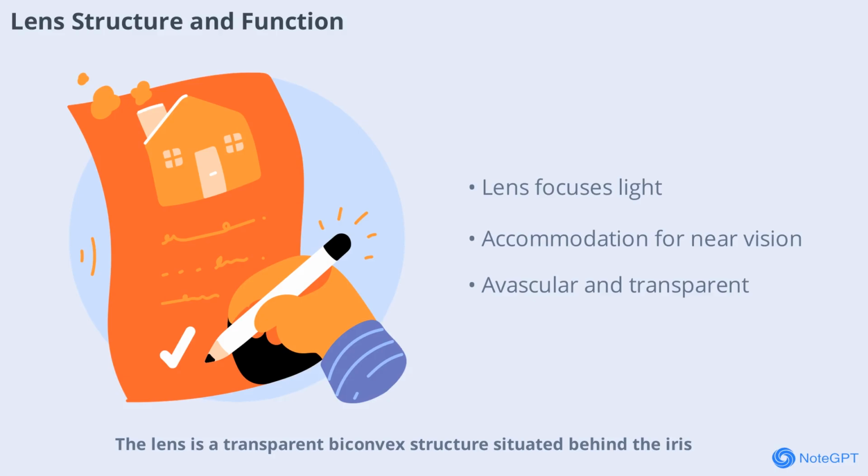Lens is a transparent, biconvex structure situated behind the iris. It focuses light onto the retina and adjusts its shape for near and distant vision, a process called accommodation. The lens is avascular, receiving nutrients from the aqueous humor. With age, the lens becomes denser and less flexible, leading to conditions like presbyopia and cataracts. Its unique arrangement of fibers ensures clarity and precise focusing.